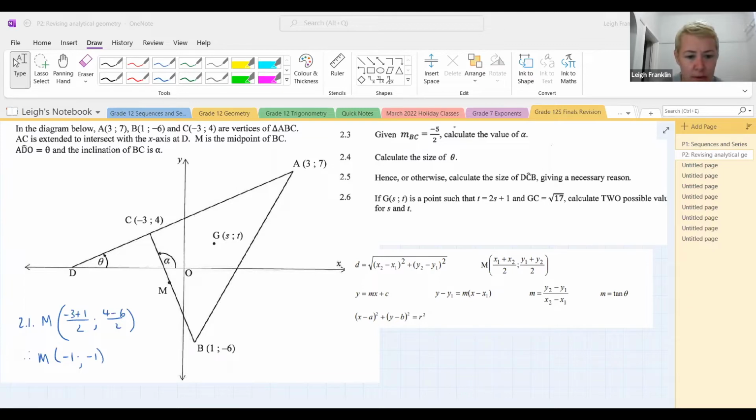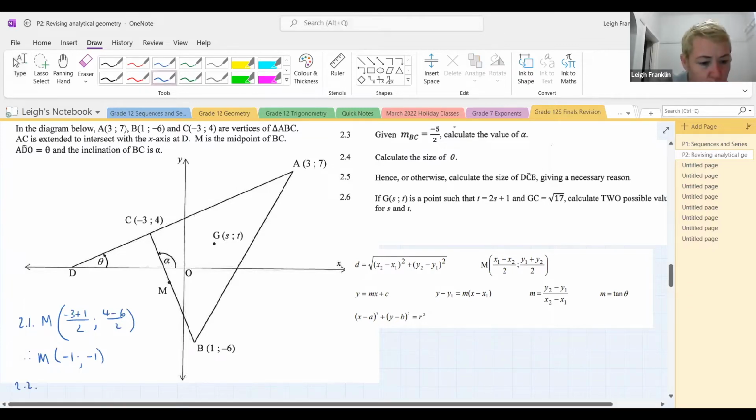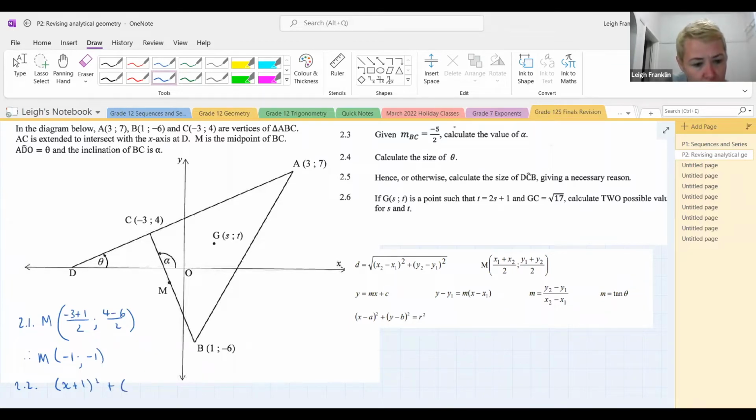Okay, so the first thing we're going to do, as Kanisile said, is we are going to sub in, so let's do 2.2 over here. We're going to sub this information in, right? So we're going to end up with (x + 1)² + (y + 1)² = r².